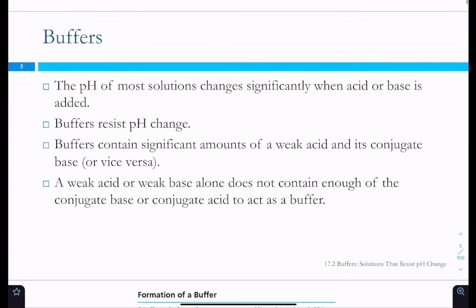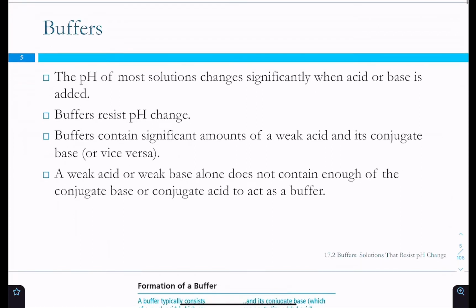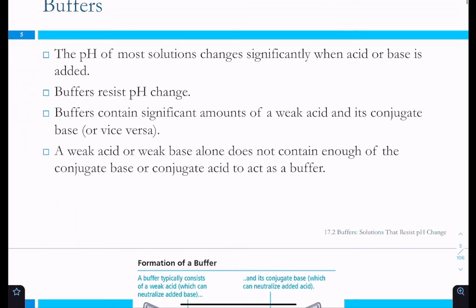But back to buffers. So the pH of most solutions changes significantly when acid or base is added, right? You've done titrations before with strong acids and strong bases. Buffers, though, resist pH change. They do this because they've got an equilibrium. So buffers contain significant amounts of a weak acid and its conjugate base. All right, the conjugate base of a weak acid is a weak base. So you've got these two in equilibrium with each other.